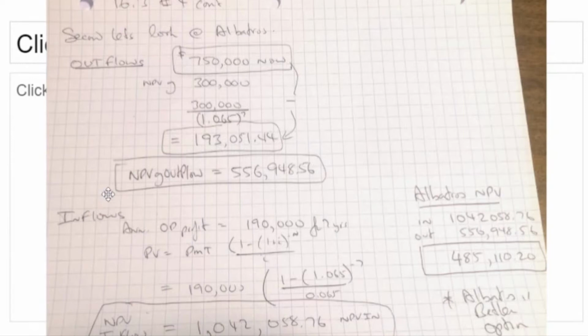Okay, so that's how much you've got going out. How much does it have going in? Well, it's making $190,000 a year for 7 years. We do the math on that at the prevailing interest rate, and that means it is a little bit over $1 million coming in. So we need to compare. We have 556 going out, a little over $1 million coming in. The difference is $485,110.20.